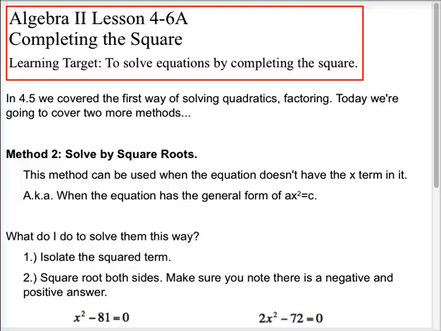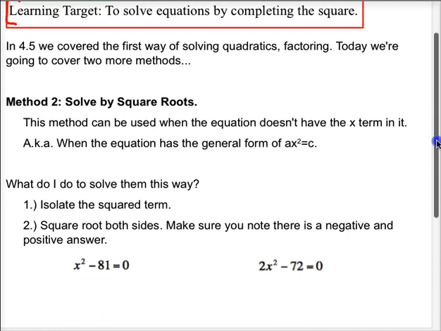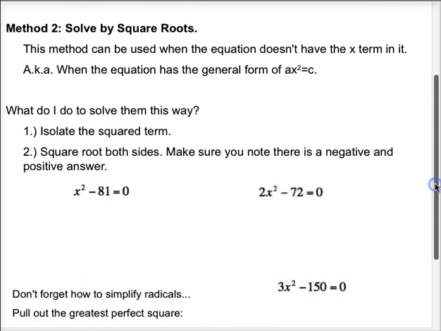Welcome back. So in this lesson, we're going to start discussing completing the square. Our learning target today is to solve quadratic equations by completing the square. Now, we're actually going to start with a simpler method first. We've already learned how to solve by factoring. The second method we're going to cover quickly before completing the square is called solving by square roots.